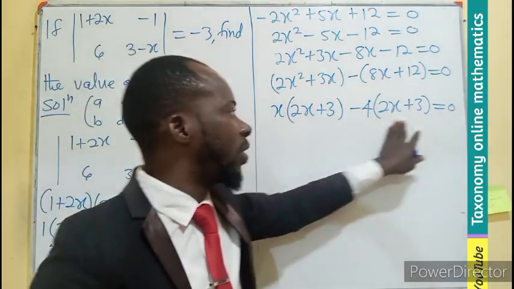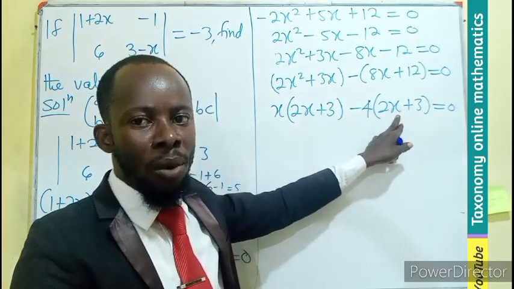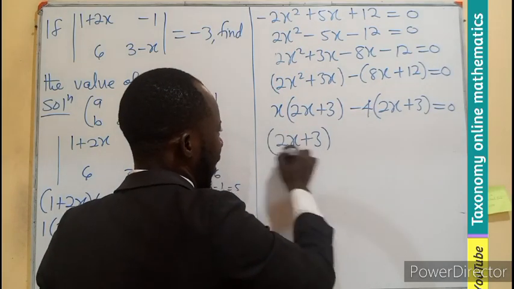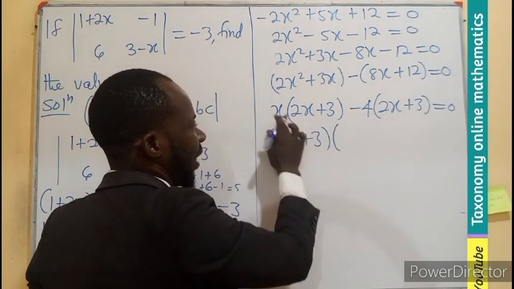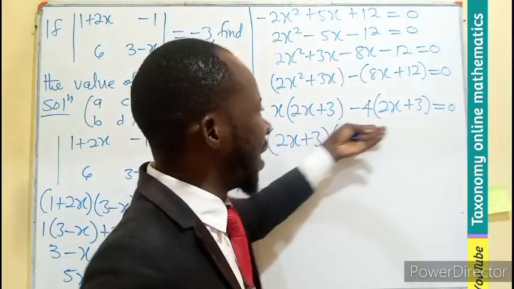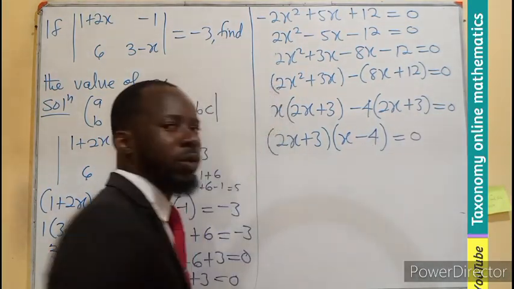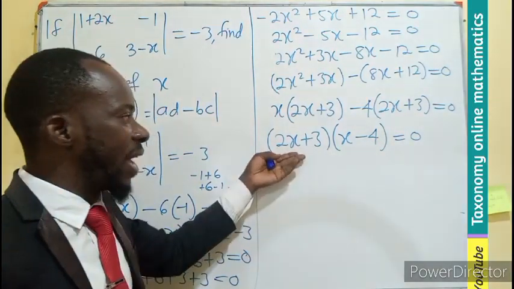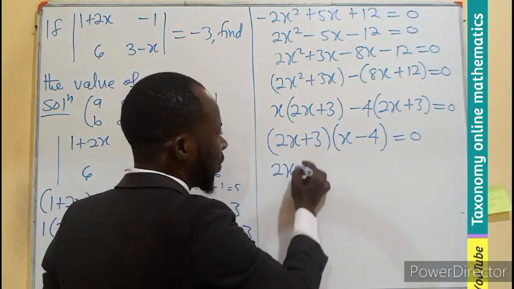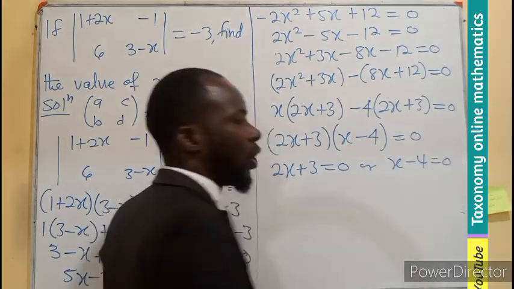So these two terms are multiplying, and we can see that this and this are common, which is the common factor. So that becomes 2x plus 3. If 2x plus 3 divides this whole term, I'll be left with only x. And if you divide the second term, it will be left with only minus 4. Still equals 0. So what do we do now? Either the first bracket is 0 or the second bracket is 0. Meaning 2x plus 3 is 0, or x minus 4 equals 0.